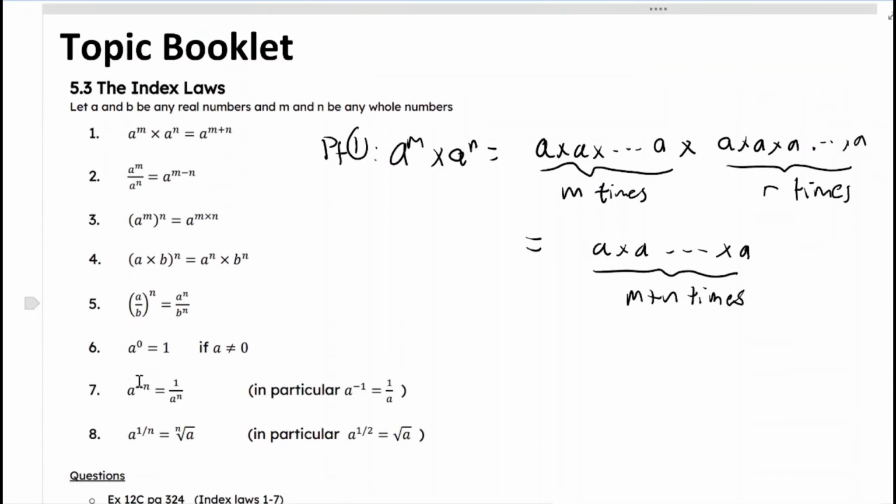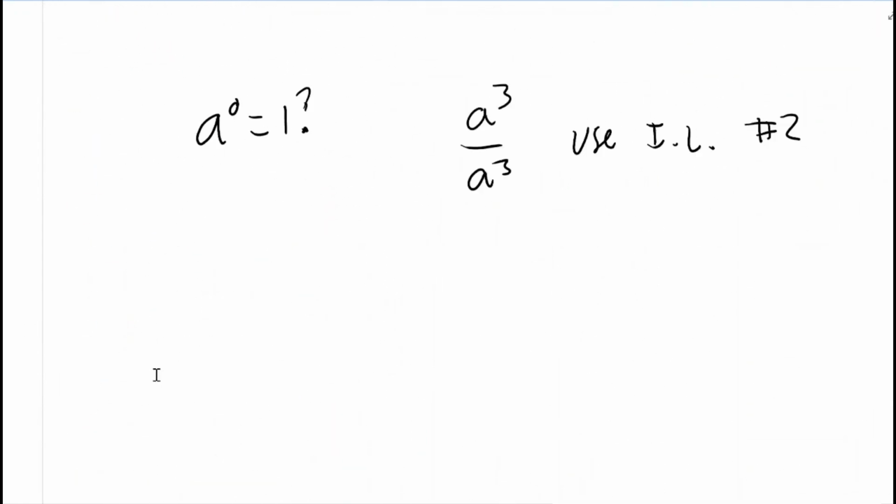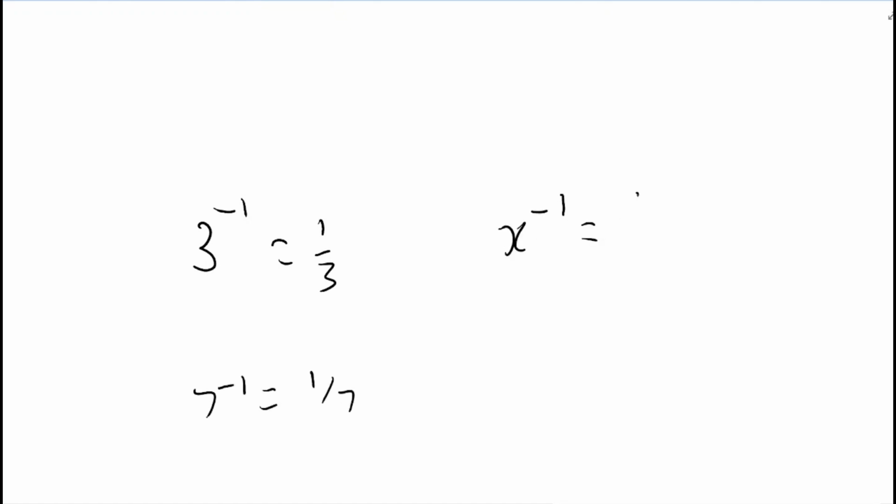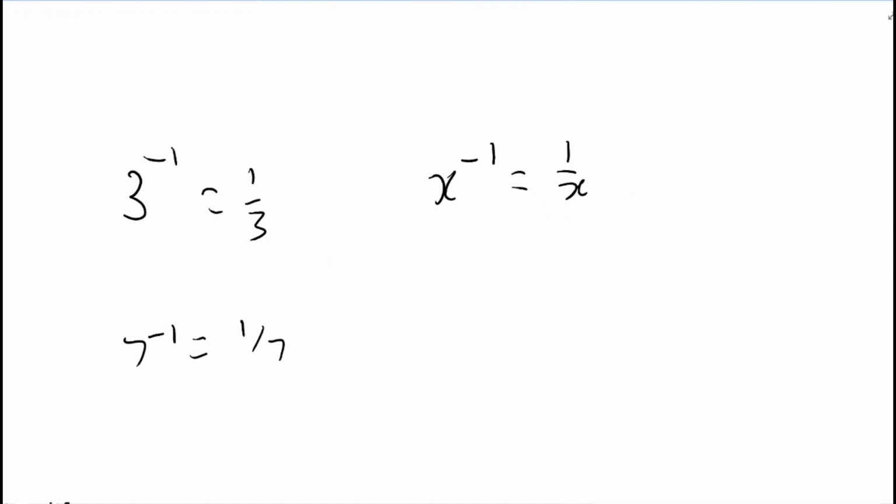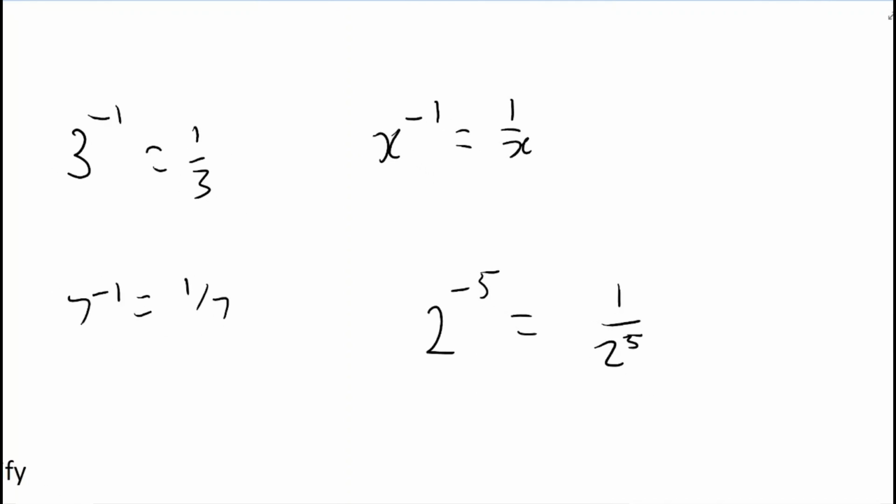We've got this one about negative powers. Now, a negative power basically means a fraction. So 3 to the minus 1 is a third. 7 to the minus 1 is a seventh. X to the minus 1 is 1 over x. And if you want to start doing fancy stuff like 2 to the minus 5, that is 1 over 2 to the fifth, which is 1 over 32.